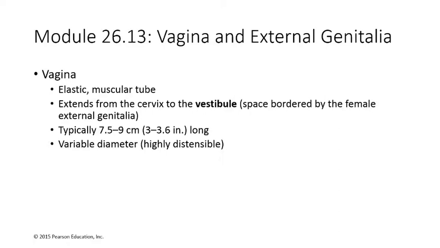Moving down to the vagina, this of course is an elastic muscular tube. It is going to extend from the cervix to the vestibule. Again, that vestibule term we've seen in multiple places, just an opening into or a space into the female reproductive organs. Variable in diameter, typically between 7.5 to 9 centimeters long.